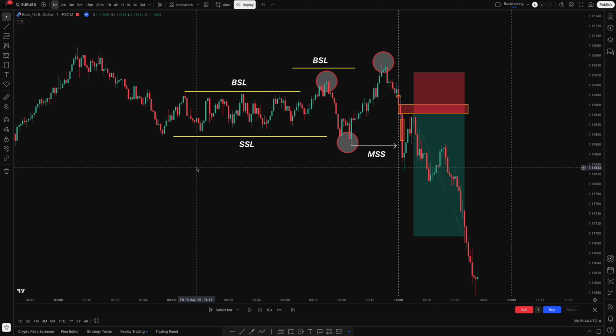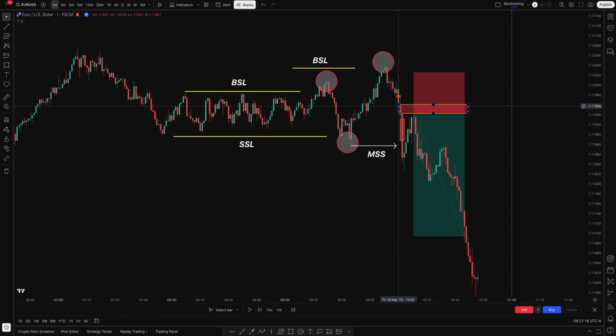So first of all, in this silver bullet situation, we specify the time window, which is 10 to 11 a.m. for the New York AM silver bullet, and then we focus on price action prior to it. So we see a consolidation, sell side and buy side liquidity has been formed above and below, and then we have a run on liquidity on the buy side, another on the sell side, and again another one on the buy side just before the silver bullet window begins.